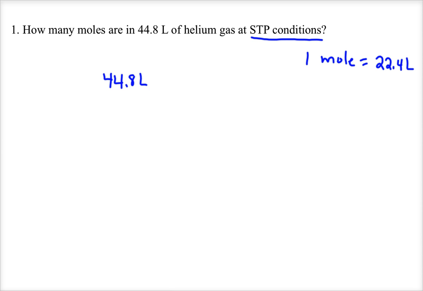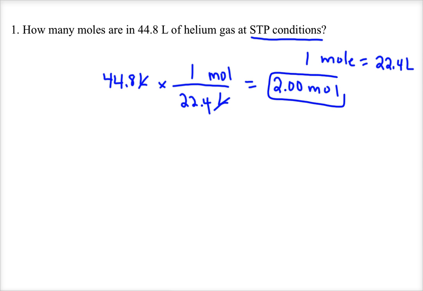and we need to set up a conversion fraction where we're going to put liters in the denominator and moles in the numerator. You know that in these conversion fractions you always write 1 mole and then you ask yourself, 1 mole is equal to how many liters? 22.4. If you do the math, liters will cancel. 44.8 divided by 22.4 is of course 2 moles, but we need to maintain our 3 sig figs, so we're going to have 2.00 moles as our answer here.